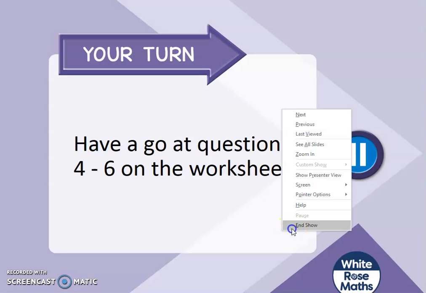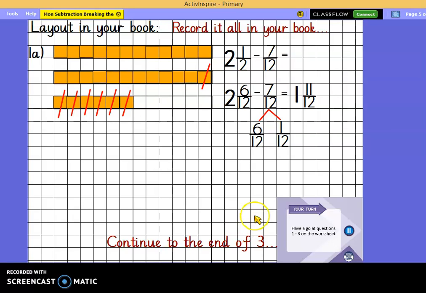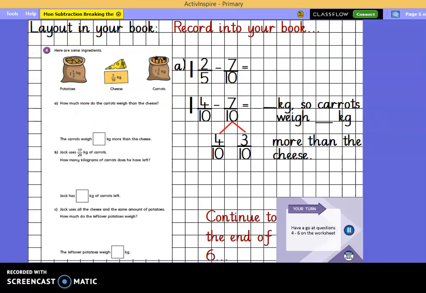Now I'd like you to have a go at questions 4 to 6 on the worksheet. Here's how I'd like you to record it: sticking the question in, for example 4, on the left of your page and showing all your working out on the right of the page. I've shown you how to lay out number 1 and started you off with answering it here, showing how to break up 7/10 into those 4/10 and 3 more tenths to take away after. Good luck with that, and remember to continue all the way to the end of question 6.